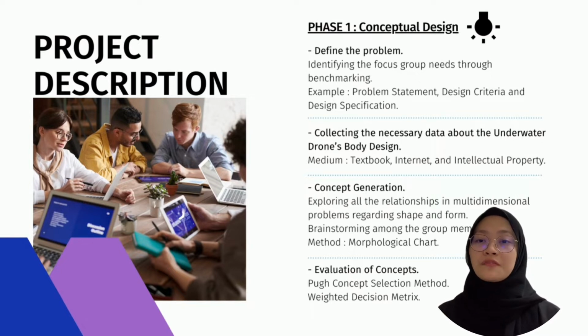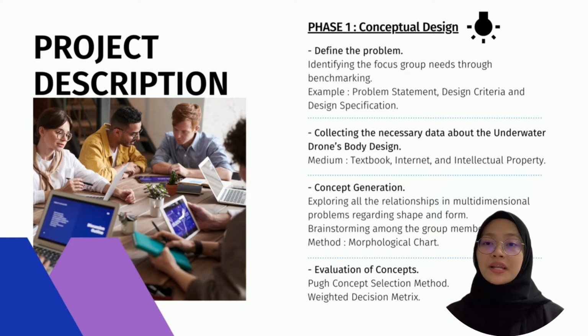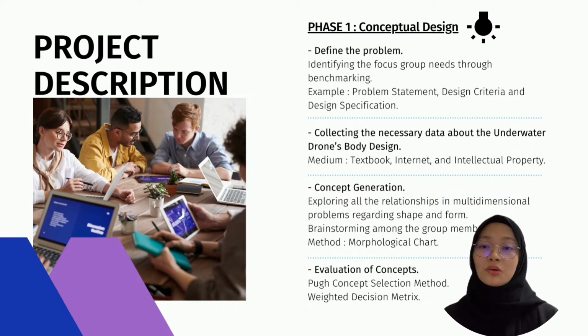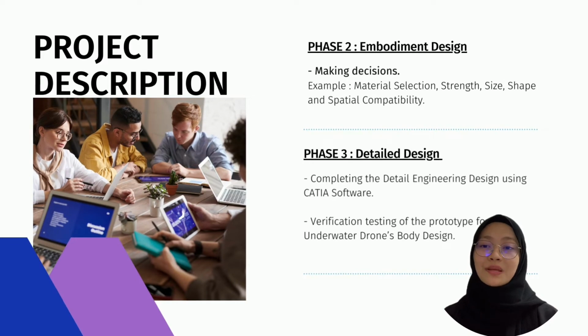So I will briefly explain the phases one by one on how we come up with the idea and how the final design is decided. In phase 1, our team has done the defining problem phase where we identified the focus group need through benchmarking, problem statement, design criteria and design specification. Besides, we also collected the necessary data about the underwater drone's body design through textbooks and some research on the internet. Our team brainstormed in doing the concept generation by exploring all the relationships in multi-dimensional problems. We also did the concept evaluation by using a pugh chart as our selection method. We are completing our process stages by doing the detailed design using the CATIA software.